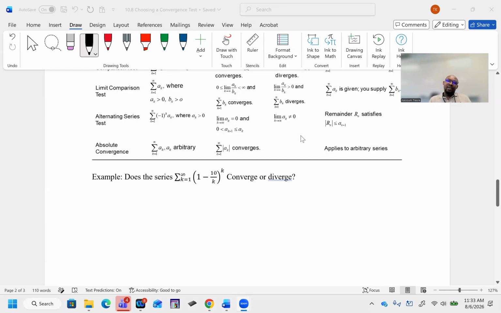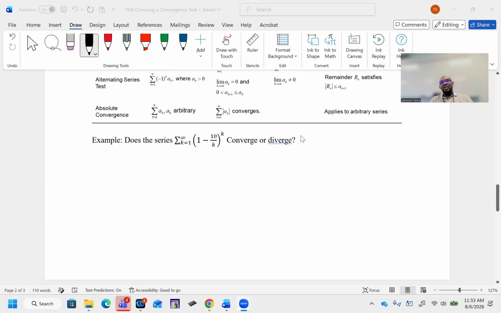So let's start the first example. Does the series sum from k equals 1 to infinity of (1 minus 10 divided by k) to the power of k converge or diverge? So let's jump in. Solution.